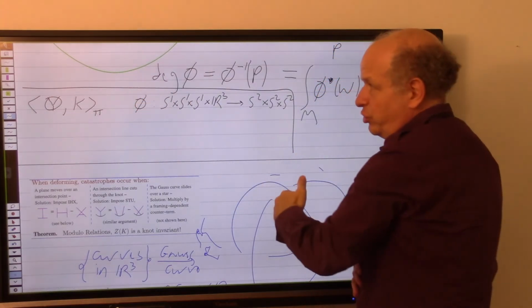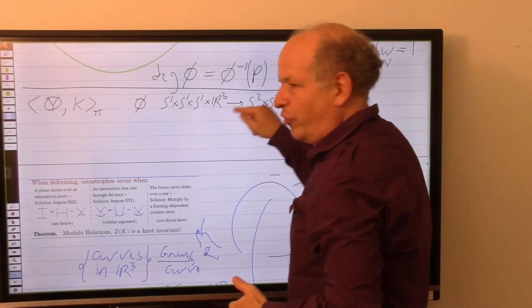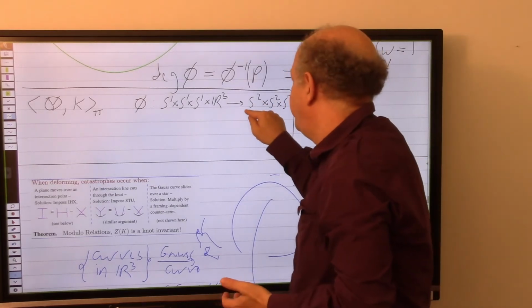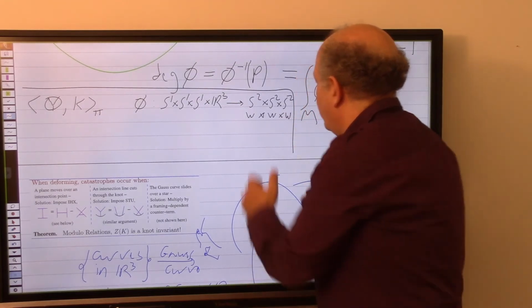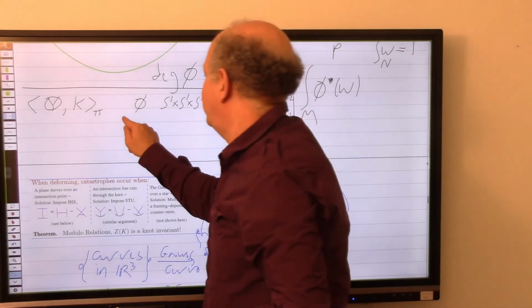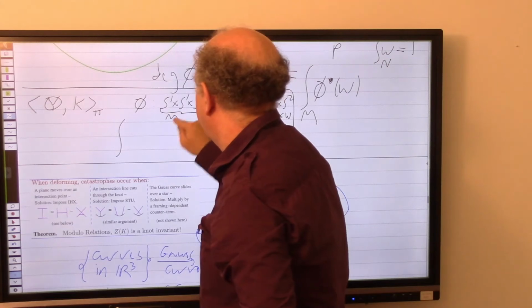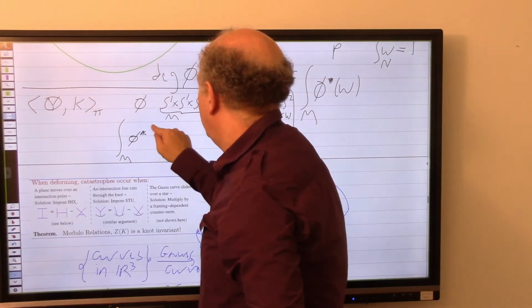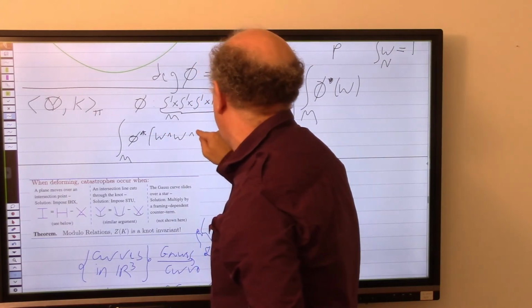So instead of doing this, you can pick a volume form here. Really, you pick a volume form on each of the spheres and multiply them. So you look at omega tensor omega tensor omega, where omega is the ordinary volume form of the sphere, and then you compute the integral over this manifold, let's call it M, the integral over M of phi star of this omega wedge omega.